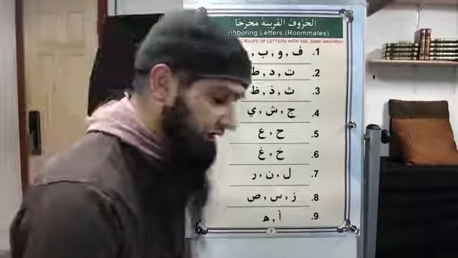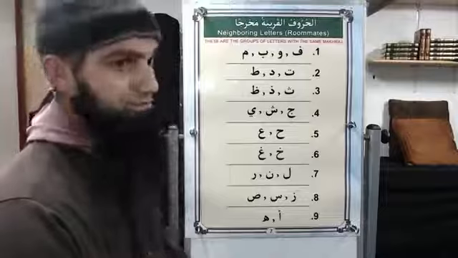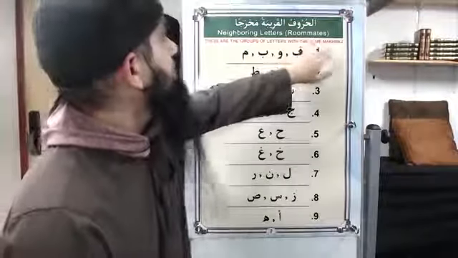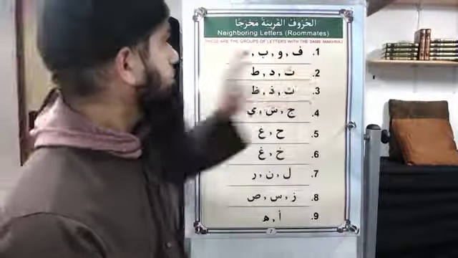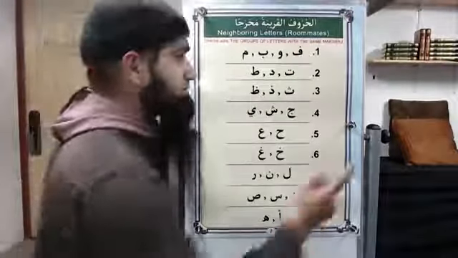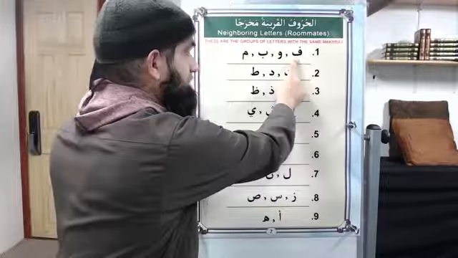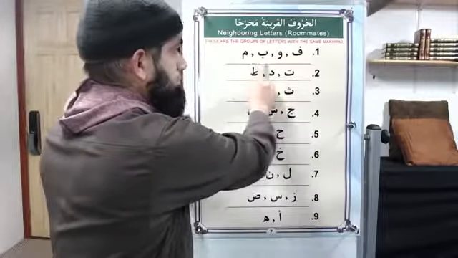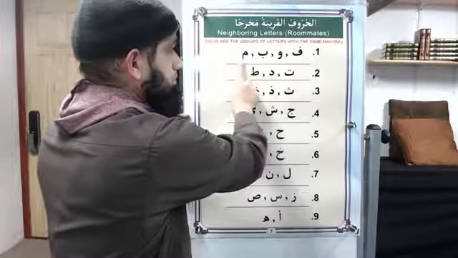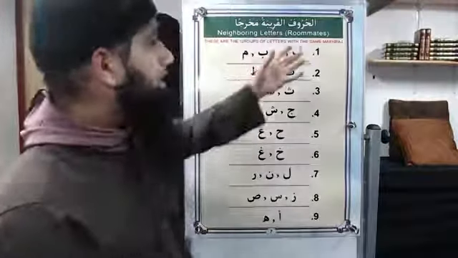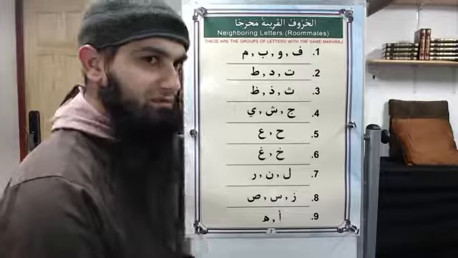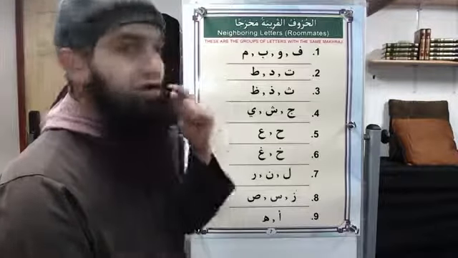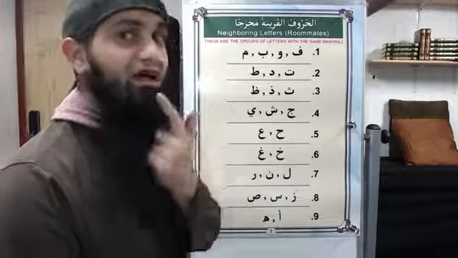Bismillahir Rahmanir Rahim. These are the groups of letters with the same makhraj. Let's cover group number 1. Let's say the letters together: Fa, Waw, Ba, Mim. What is similar between these letters? Their makhraj, their home: they all come from the lips.